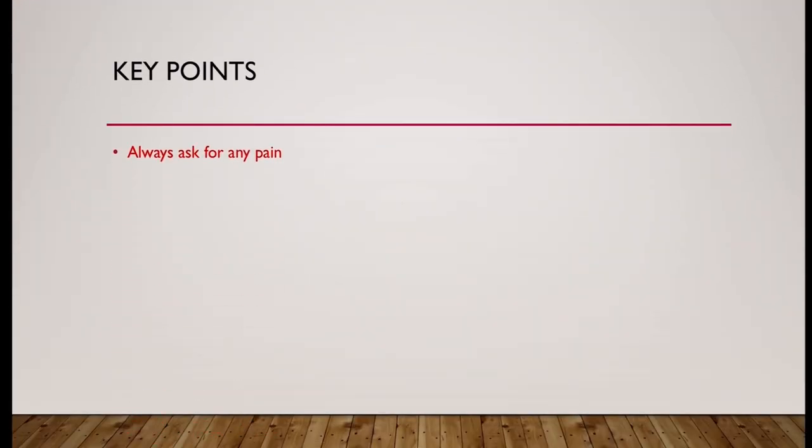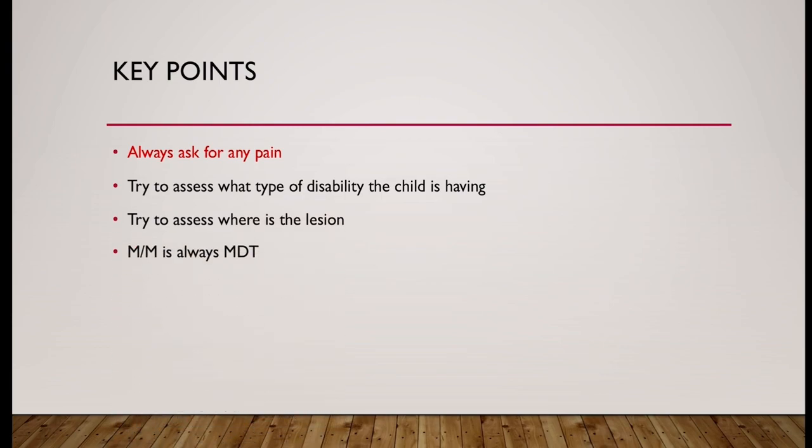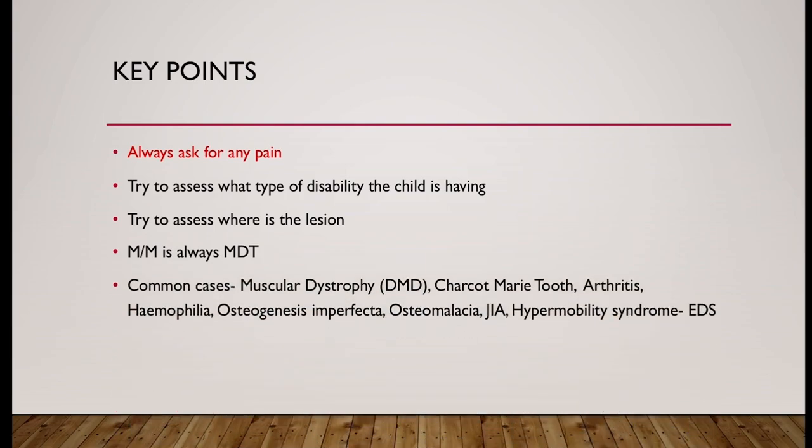Key points: always ask for any pain before you proceed. Try to assess what type of disability the child is having and try to assess where the lesion is. Management is always multidisciplinary. Common cases given: muscular dystrophy like Duchenne muscular dystrophy, Becker muscular dystrophy, Charcot-Marie-Tooth disease, which is congenital peroneal nerve palsy, and it is autosomal dominant.